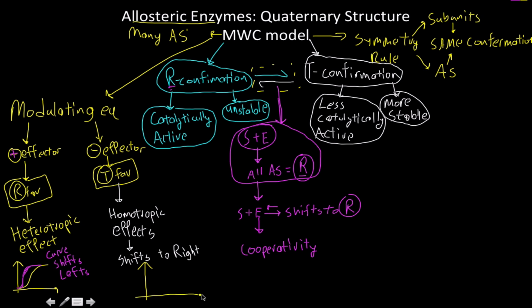So here's again my graph. Here is my sigmoidal curve. Well, as you can imagine, this is a negative effector. It's going to favor the T state, and so whenever we draw it here, it's going to look like that, if that makes sense. It's moving to the right. The Km value is now at a larger substrate concentration.